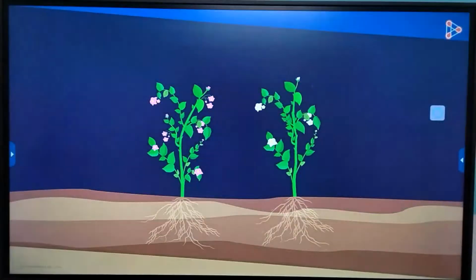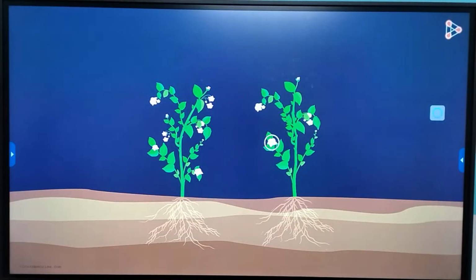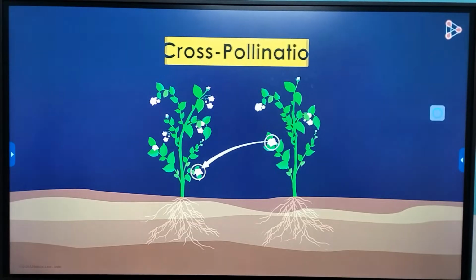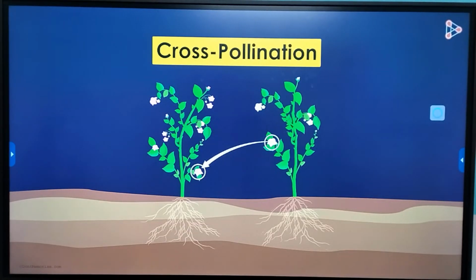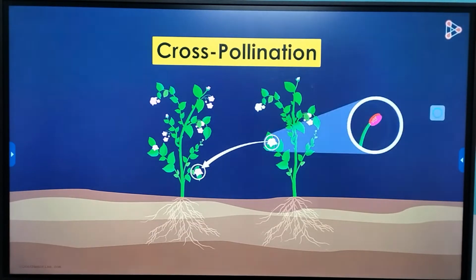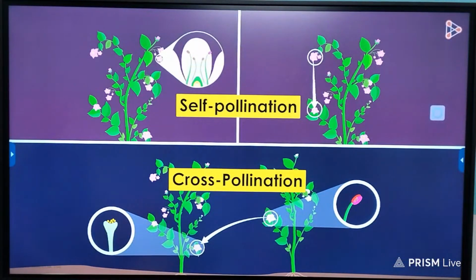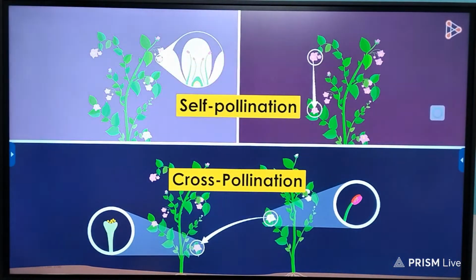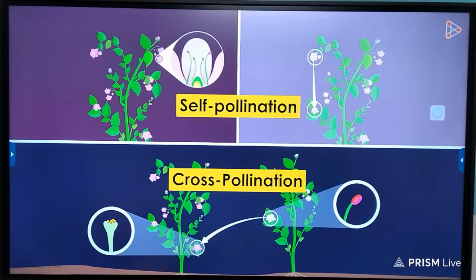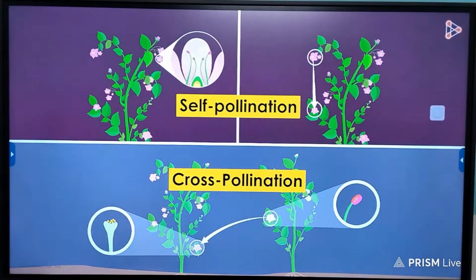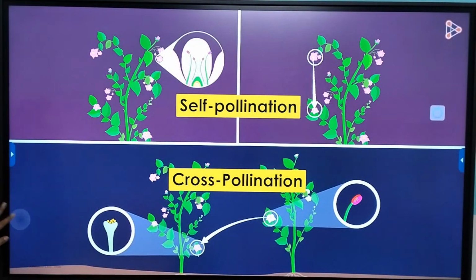Now imagine the transfer of pollen grains occurring between this flower and another flower found on a different plant. This pollination is called cross-pollination. This means the pollen grains travel from the anther to the stigma of a flower present on a different plant. So we have self-pollination, which involves a single flower or different flowers of the same plant, and we also have cross-pollination that involves two flowers present on different plants.